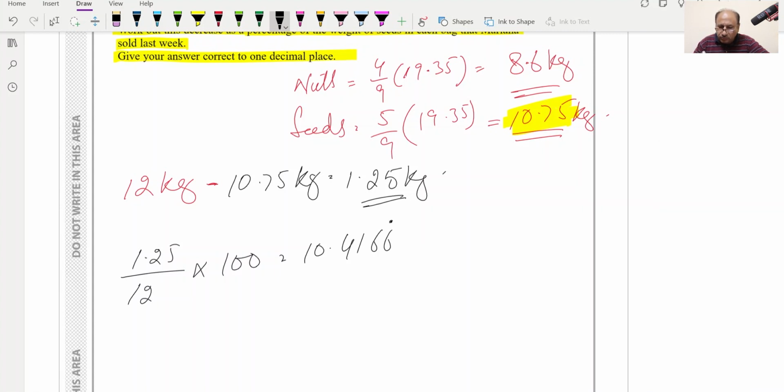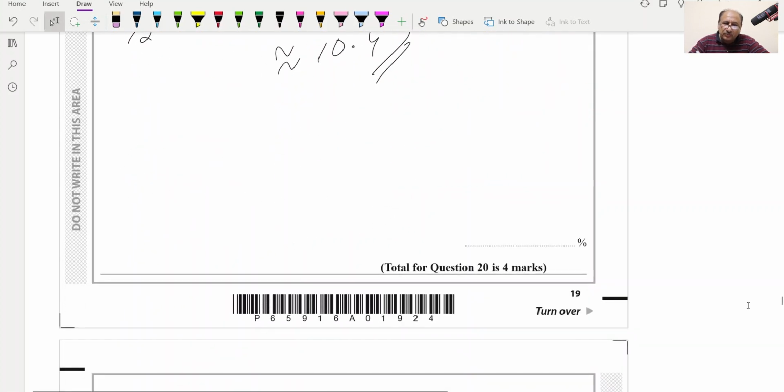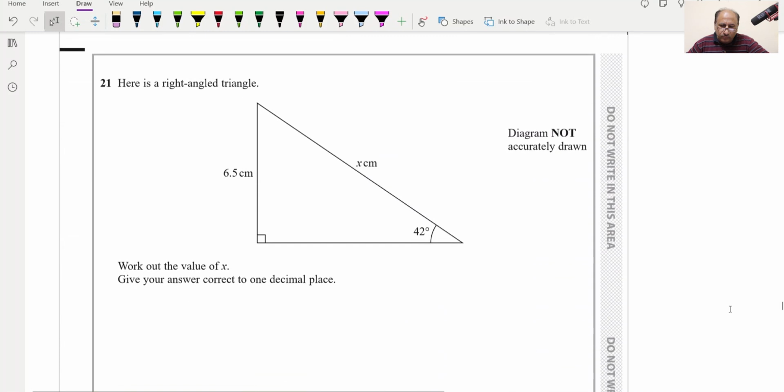10.4166 recurring, so we'll put a dot on the top, and the rounded value we can write. They are asking for one decimal place, so we'll write 10.4 as the answer, and this will be the percentage. Basically we'll write the percentage here as 10.4, and the percentage symbol is already there. This was for my question.